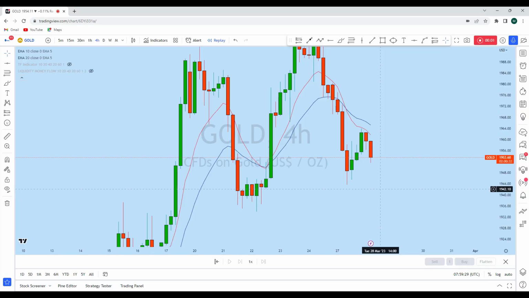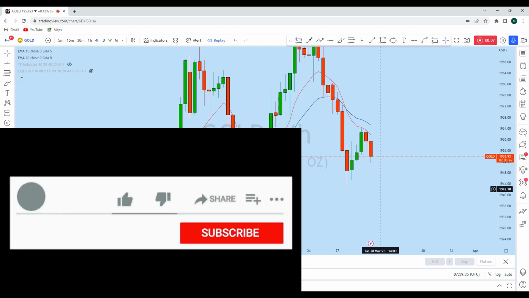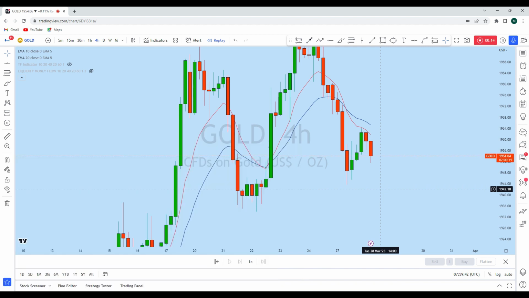Hello trader, I'm going to do a complete multi-time frame analysis on gold. Let's see what kind of trading opportunity we currently have in this instrument. As you can see, gold from the lower time frame perspective is giving us a significant trading opportunity.